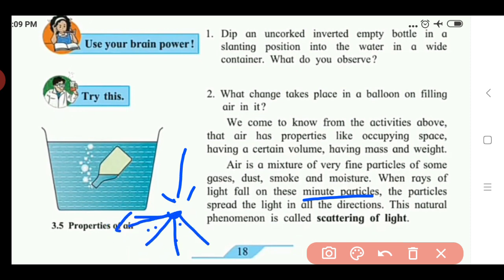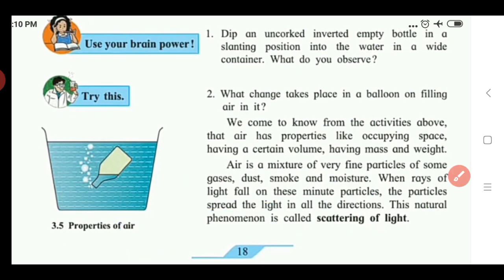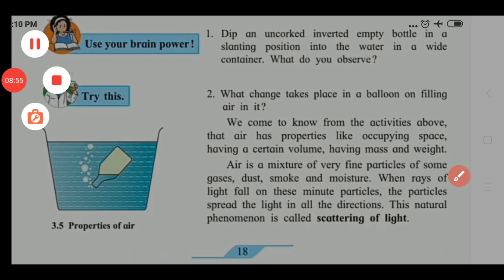Okay, like this, when these rays fall on the particles which are present in the air, these particles scatter or spread the light in all directions. There is a spreading of light in all directions due to these minute particles which are present in the air, and due to this we can say that this is a natural phenomenon, that is, scattering of light is a natural phenomenon. Okay, scattering of light is nothing but the spreading of the light due to minute particles that are present in the air. Okay, so did you get it? What is the scattering of light? Okay, we see the next point.